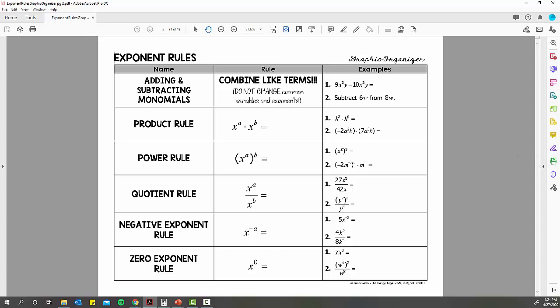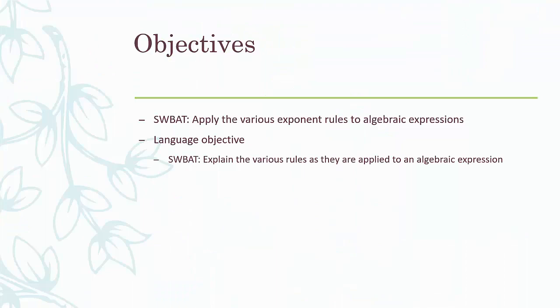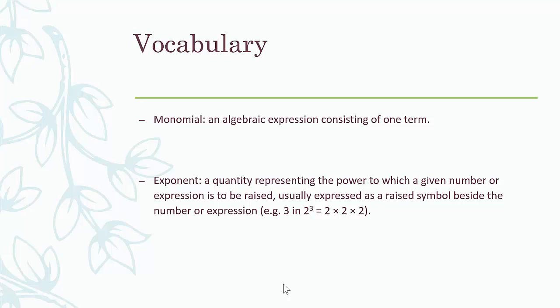The first thing I have to go over is the objectives. We're going to apply the various exponent rules to algebraic expressions, and we are going to explain the various rules as they are applied to an algebraic expression. So we're going to go first into vocabulary. The first thing we're going to talk about is a monomial. What is a monomial? It's an algebraic expression consisting of one term. So that would be x squared.